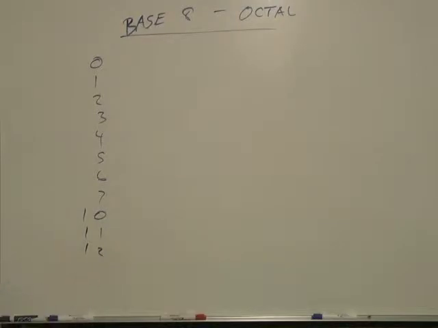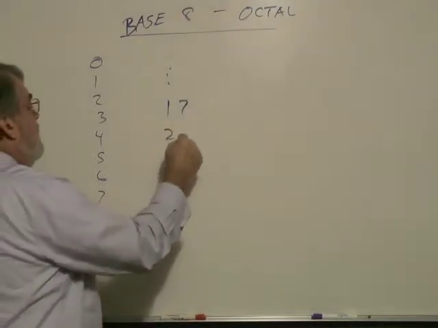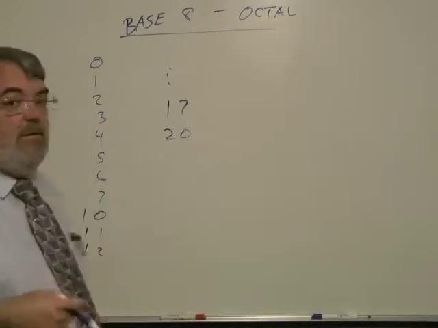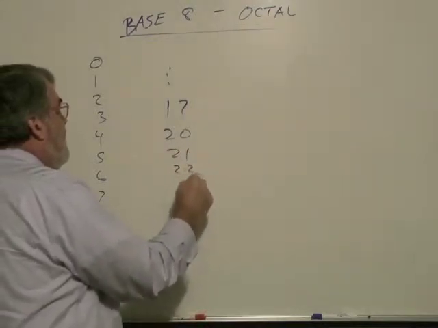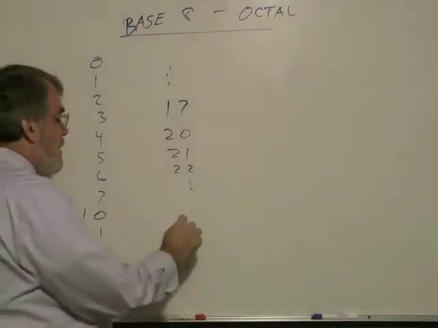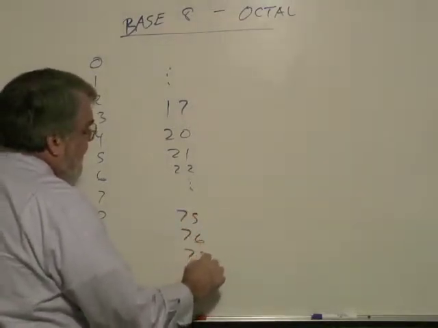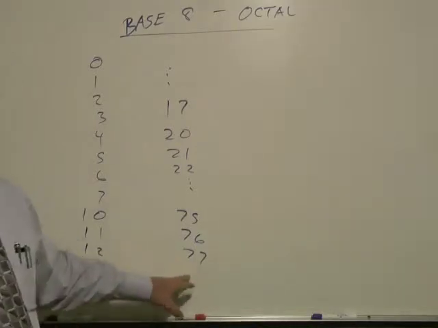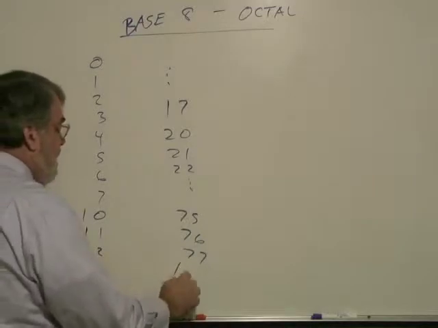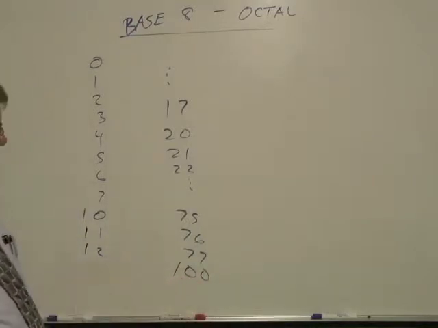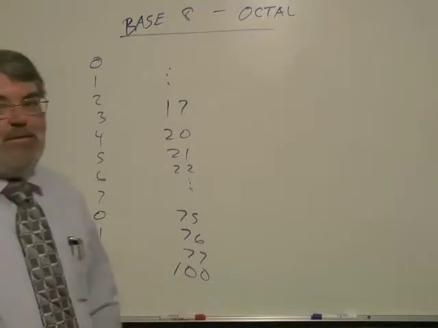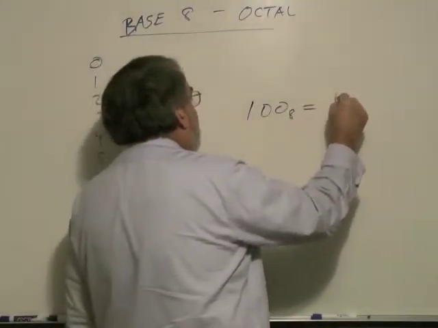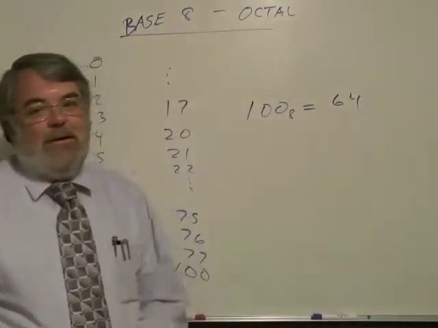And it continues on until it gets up to 17. And then the next number will be 20. So 20 is actually 16, because it's 2 times 8. And so we count 20, 21, 22, and eventually we get down to 75, 76, 77, and now we've used up sevens in both places. So now we jump to a third place, it becomes 100. So what is 100? Well, this is a ones place, this is the eights place, and this is the eight squared place. So actually 100 in base 8 is 64 in ordinary decimal numbers.